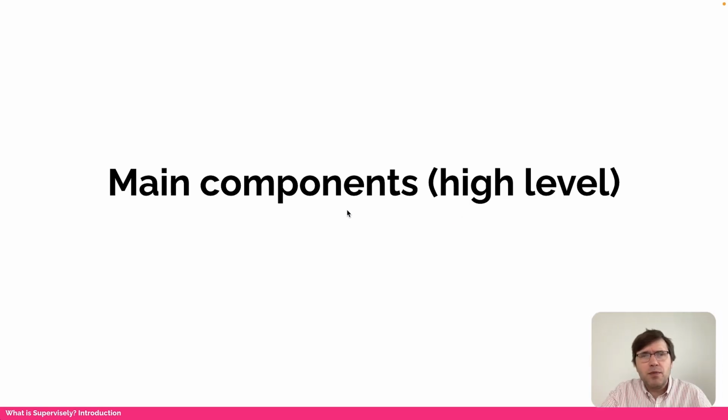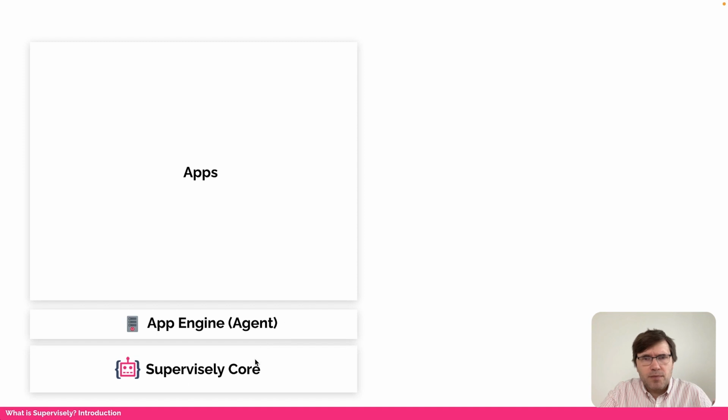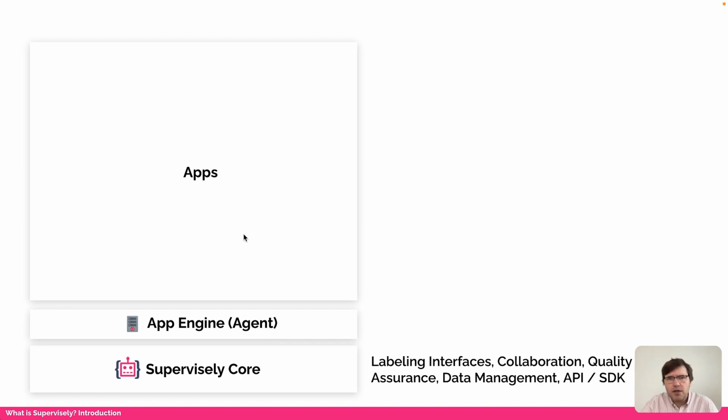Okay, let's speak about the main components of Supervisely. And those are Supervisely core components, agent, and apps. Core components include labeling interfaces, collaboration, quality assurance, data management, and probably most importantly, API and SDK. Agent, or App Engine as we sometimes call it, is open source software that makes it possible to run apps on top of Supervisely.